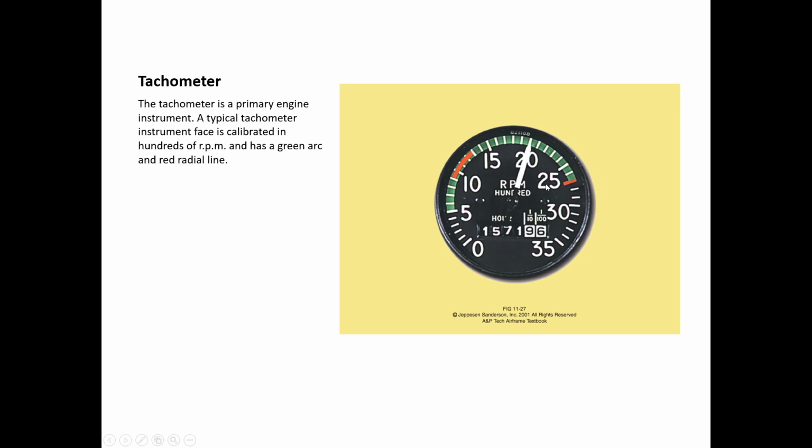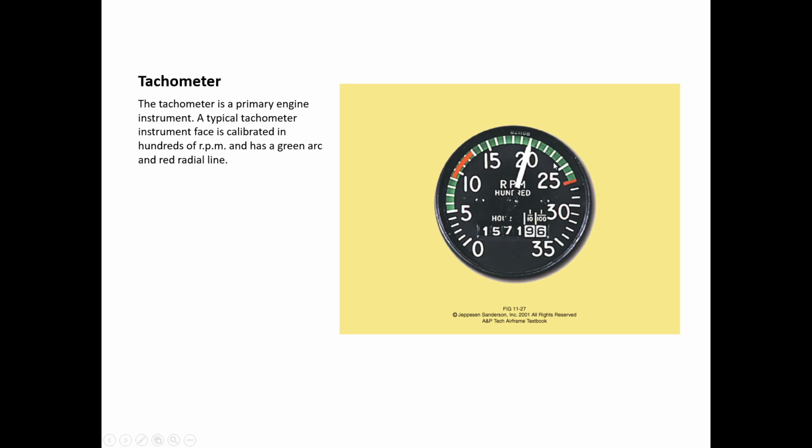Tachometer, we're pretty much used to these in our vehicles. As a matter of fact, isn't this one from a vehicle? That doesn't really look like the typical Hobbs meter. No, it's a Jeppesen slide, so, which, as you can see, I'm leaving the copyright material, even though this is educational.